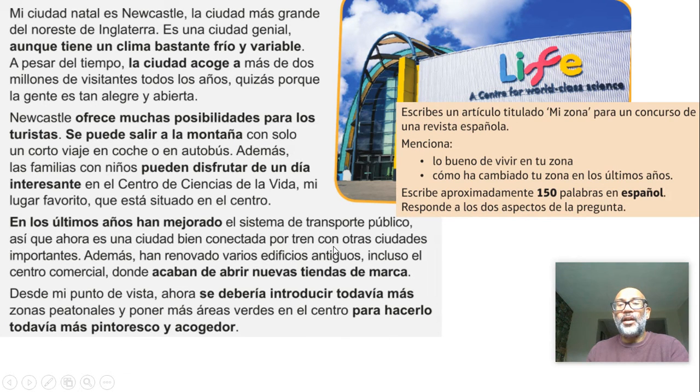By train with other important cities. It's well connected by train.